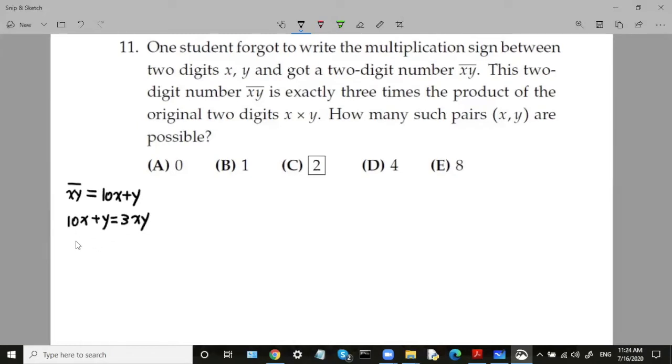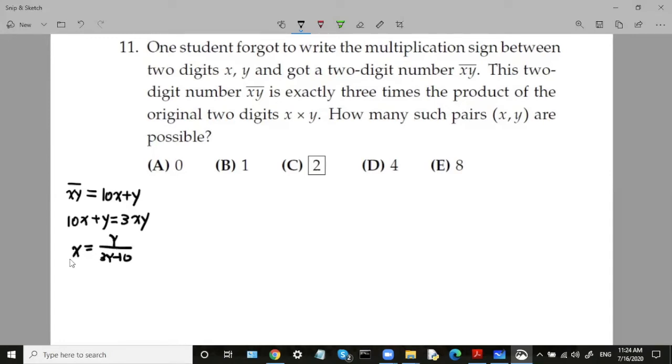Okay, so let's solve for x in terms of y. It is y over 3y minus 10. Because x and y are digits, from 0 to 9, but 0 is obviously not a solution.